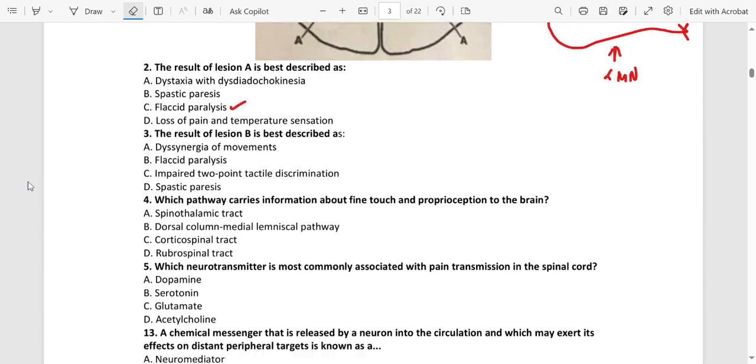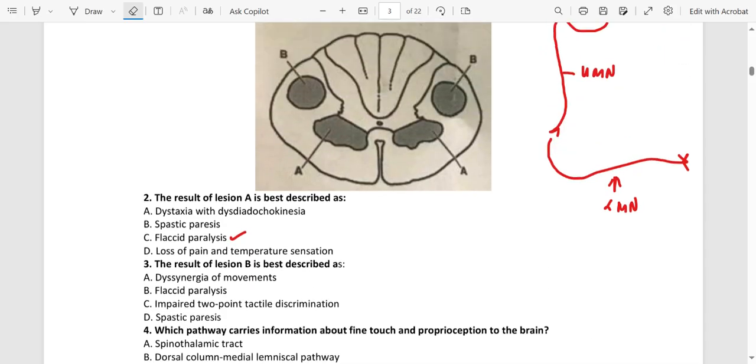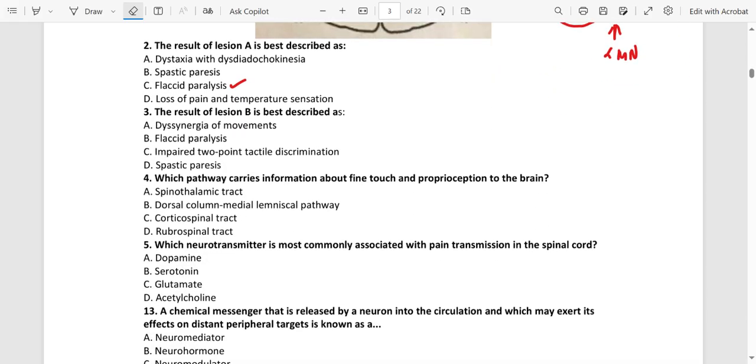Okay. Number three is asking for the result of lesion B, which is best described as... So when you look at B now, that is injury to the corticospinal tract. What do you expect? Dysphagia of movement, flaccid paralysis, impaired two-point tactile discrimination, or spastic paralysis? Okay. So when you look at the corticospinal tract, what does it control? This is going to control muscles, right? It's going to control muscles.